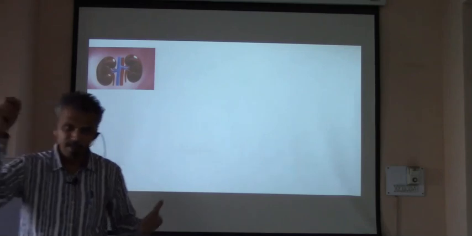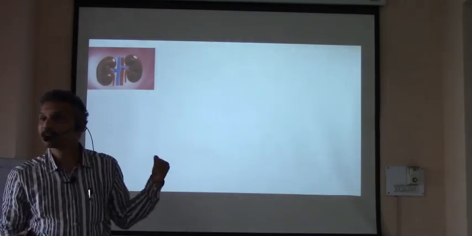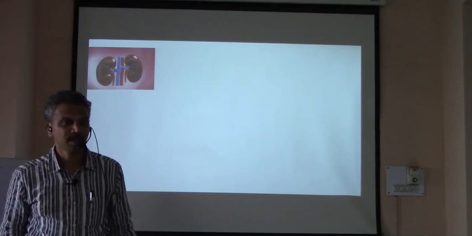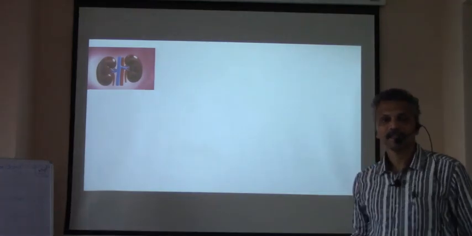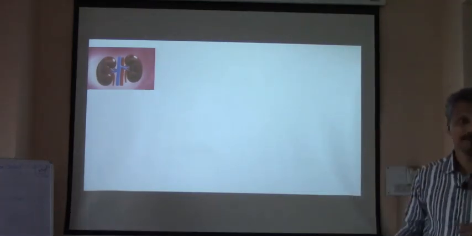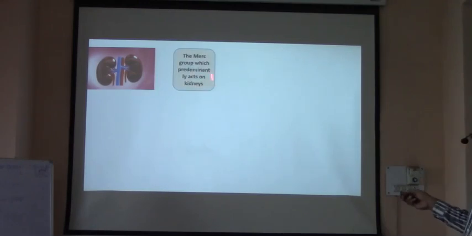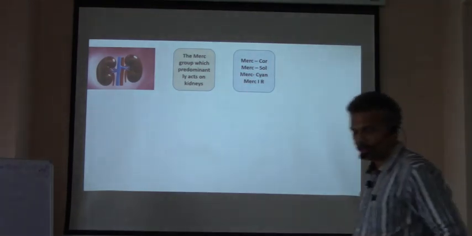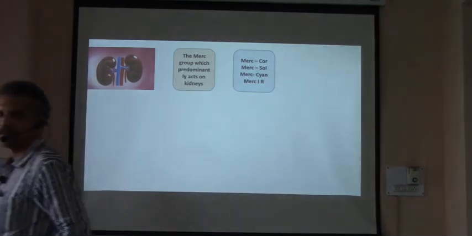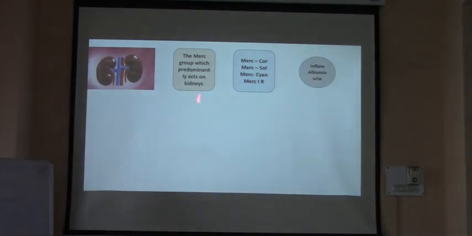Okay. And the top remedy in the Merc group which affects the kidneys is Merc-Cor. It's not Merc-Sol. Merc-Cor. Okay. It can cause inflammation. It can cause albuminuria. Very, very important. Okay. So, the Merc group which predominantly acts on the kidneys will be, first Merc-Cor, then Merc-Sol, Merc cyanatum and Merc-I-R. These are the four remedies from the Merc group which affects kidneys. Now what will these remedies do acting on the kidney? It can cause inflammation and albuminuria. Okay?